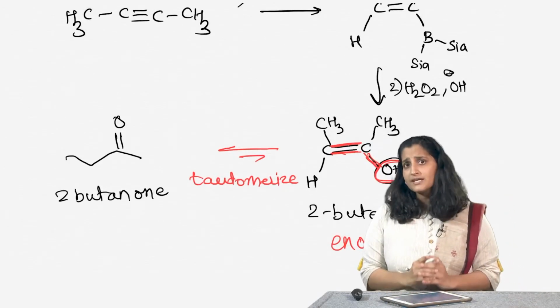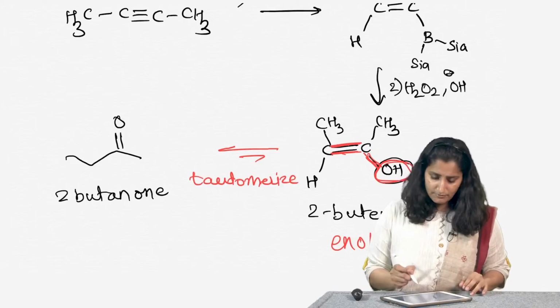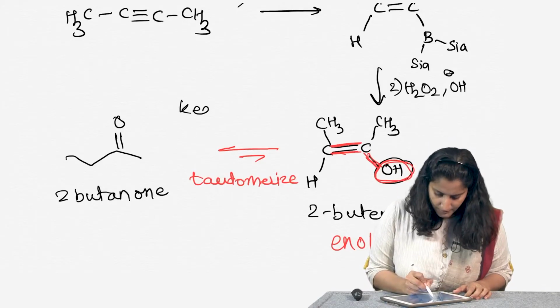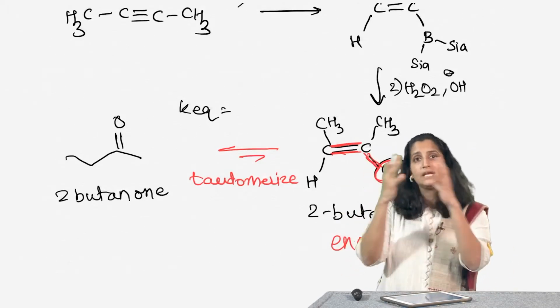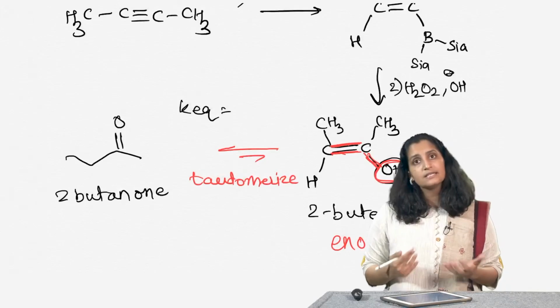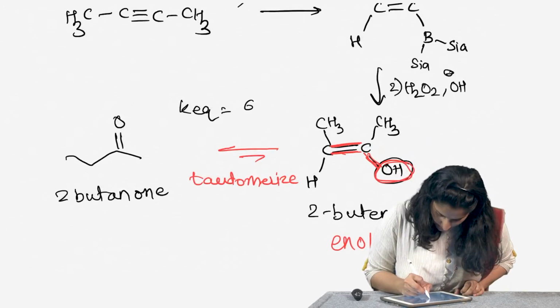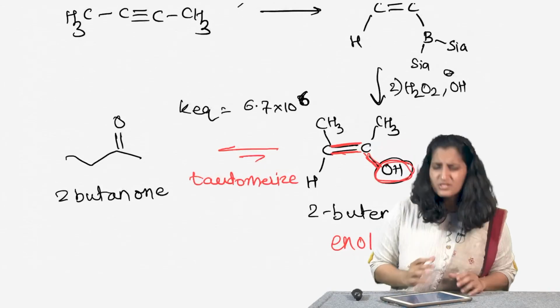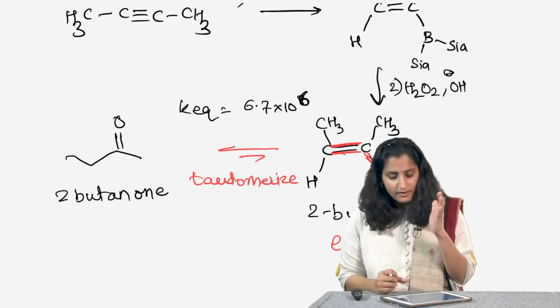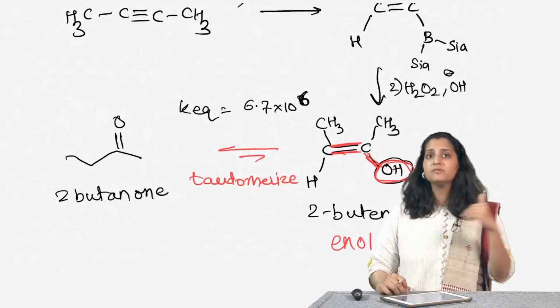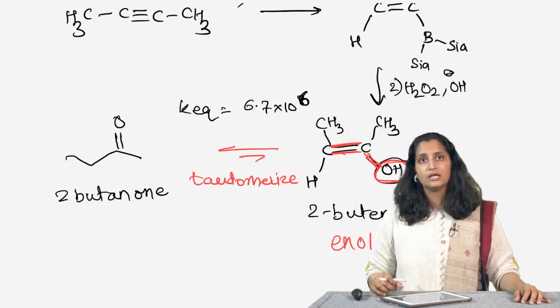And it is quite a fast process, in the sense that if I look at the equilibrium constant of this reaction to go from an enol to a keto form, it is around 6.7 times 10 raised to 6. So, it is fast enough that as soon as that enol is formed, it is going to tautomerize to give you that keto form.